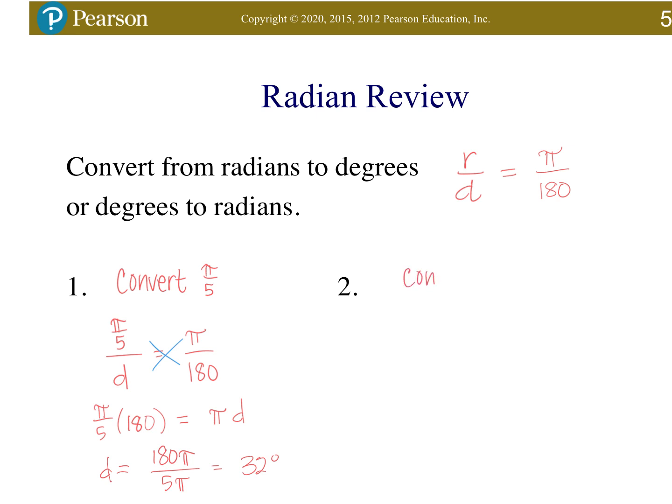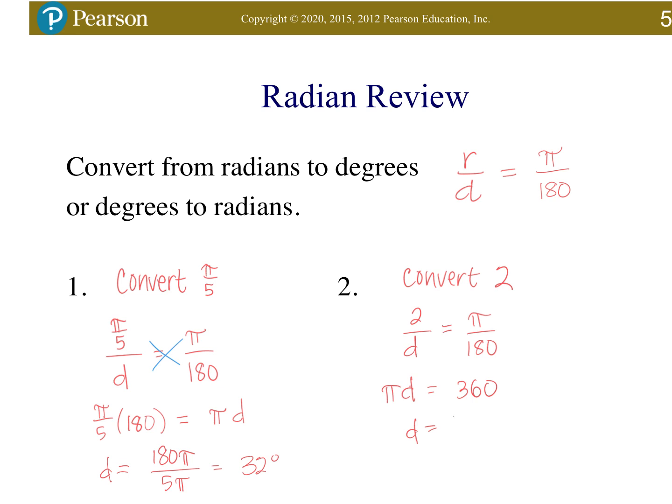We could also convert 2. Let's do it since we talked about 2. All right, is that a degree or a radian? Radian. Still a radian. Okay, it does not have 2 degrees on it. It's still a radian. So we're going to put 2 over d equals pi over 180. So we'll cross multiply that way. So we'll get pi d equals 360.